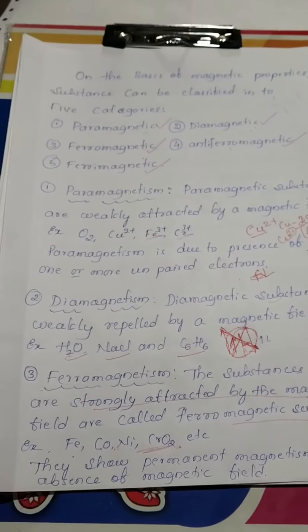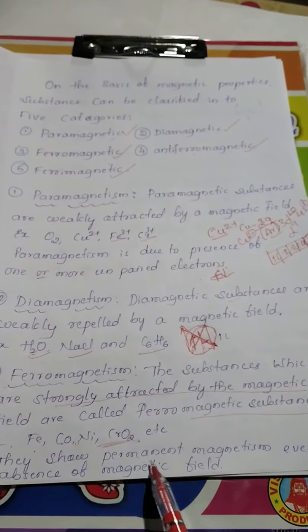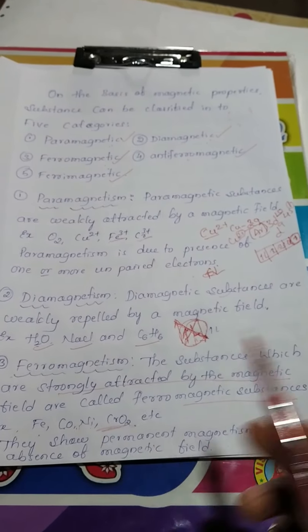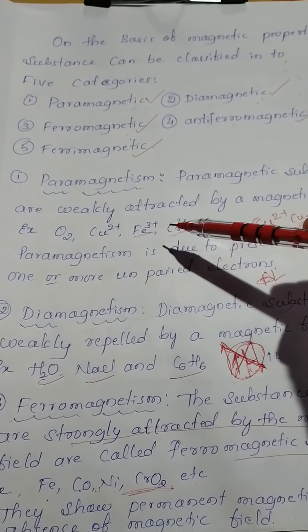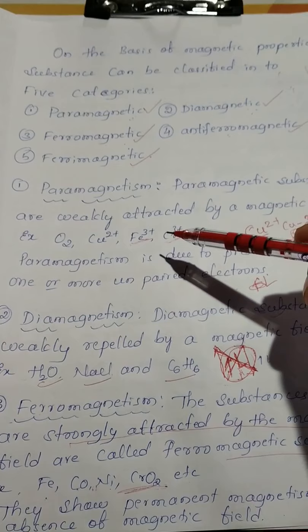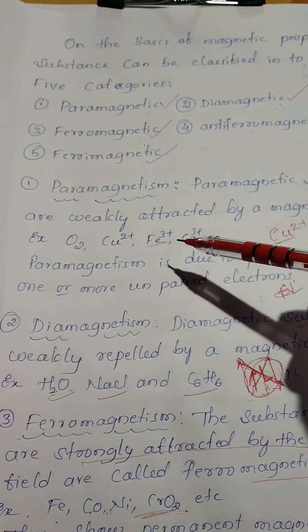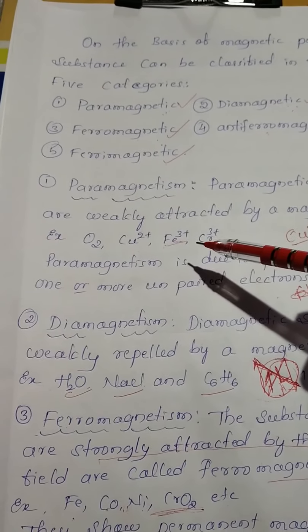And here they show permanent magnetism even in the absence of a magnetic field, whereas in paramagnetism these do not act as permanent magnets, because only when you apply the magnetic field do they act as magnets.